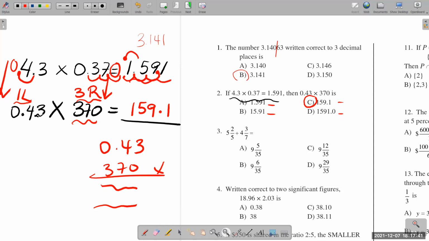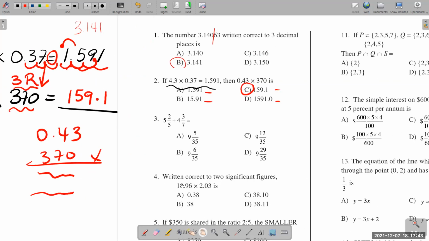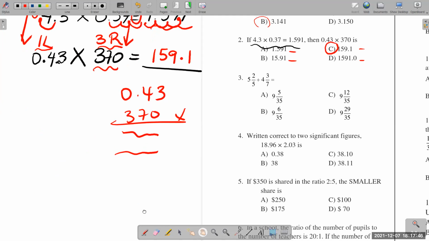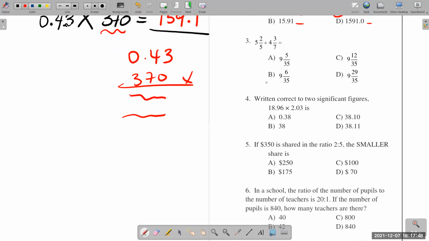Okay, so let's take a look. So we have 2 types of fractions here. The 2 types of fractions are what? Mixed fractions. So let's write it out. 5 and 2 over 5 plus 4 and 3 over 7. First thing you have to look at is adding the whole numbers. Because it's addition, we could add the whole numbers separately.